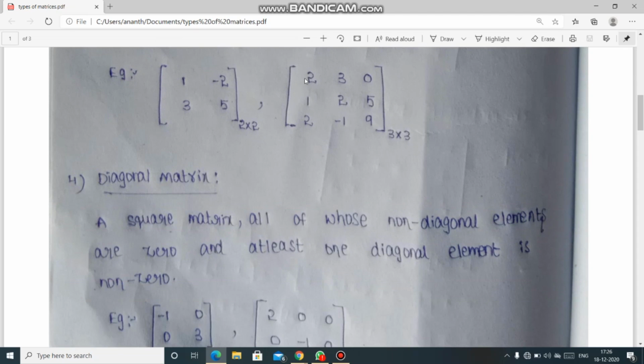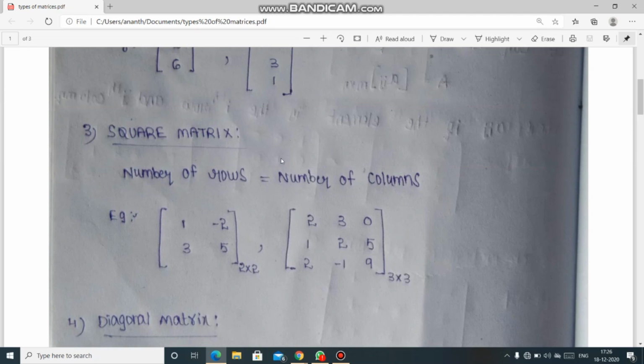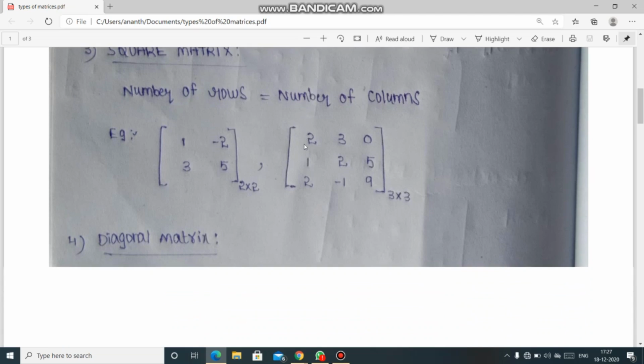In another example, 2, 3, 0, 1, 2, 5, 2, minus 1, 9. It is a 3 by 3 matrix. This matrix has 3 rows and 3 columns. Hence it is a 3 by 3 matrix and also a square matrix, meaning the number of rows is equal to the number of columns.